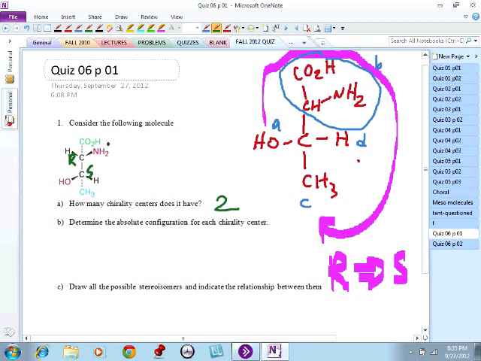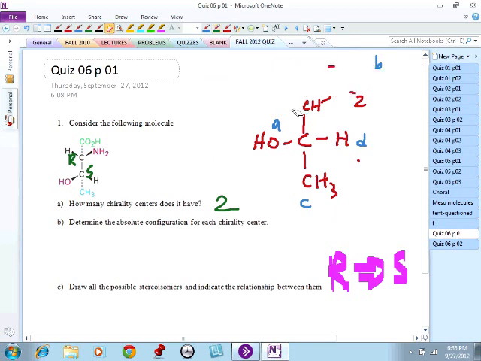I didn't know that you had to count that whole group. I just put the carbon in D. Well, I don't want to discuss that. Why don't you come and see me in the office and then we discuss that? Okay, so for item 22, C1 is R and C2 is S. Now we want to draw all of the possible stereoisomers.